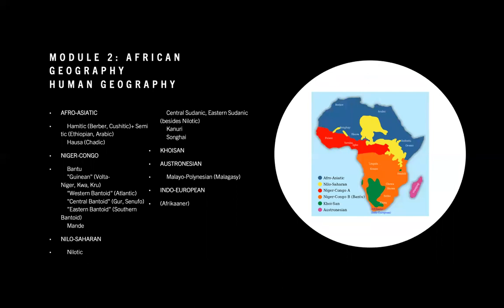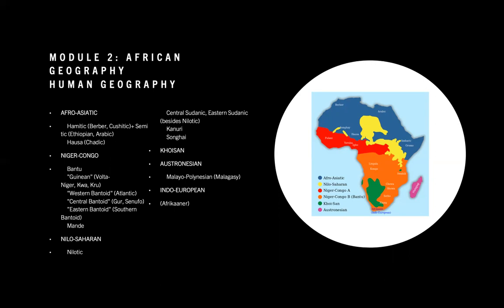So ito po yung 6 categories. So you have the Afro-Asiatic. So you can find them mostly sa northern portion ng Africa. Nandiyan yung mga Hamitic, yan yung mga Berber, Cushitic, Semitic peoples, Ethiopian Arabics, and yung mga Chadic.